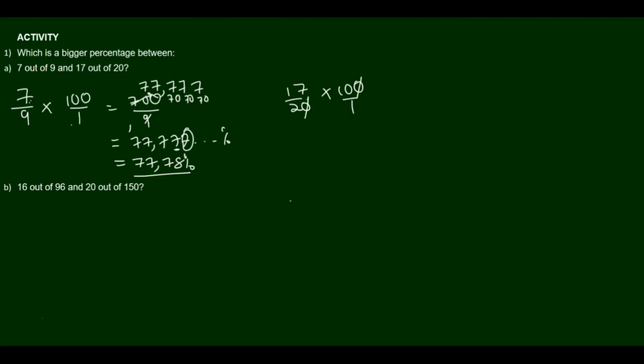10 into 100 is 10. And then 2 into 2, 1. 2 into 10, that is 5. So we're left with 17 times 5 over 1 times 1. Right? What is 17 times 5? 5 times 7, that is 35. Carry 3. 5 times 1 is 5 plus 3, that is 8. So this is 85%. So now you can see that 17 out of 20 is a bigger percentage.